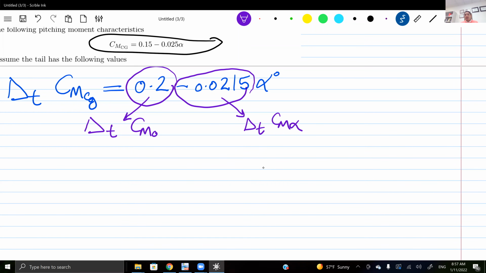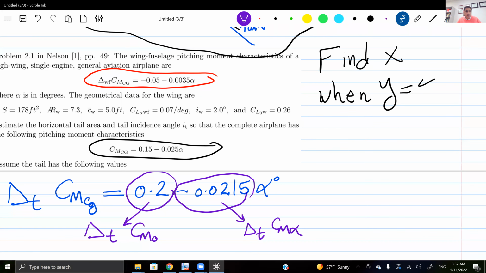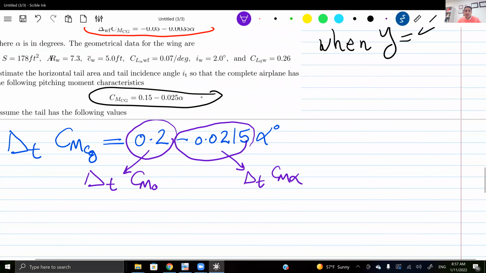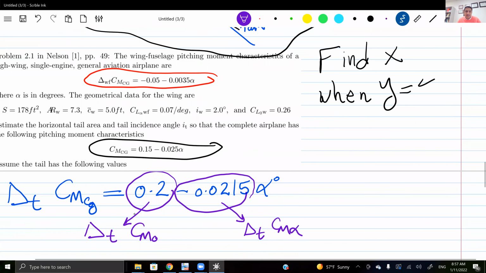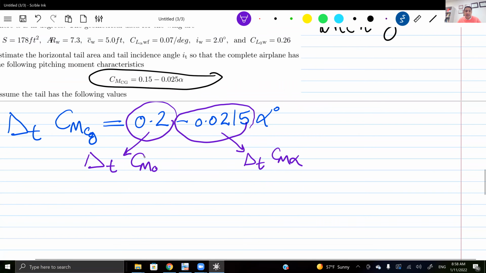Now the problem is becoming more crisp. Why? Because I'm required to determine the horizontal tail area, which is S tail and I tail. So I can now formulate my problem into this statement: find S tail and I tail when delta tail CM naught equals 0.2 and delta tail CM alpha equals this number, because I actually have an equation for delta tail CM naught and delta tail CM alpha.